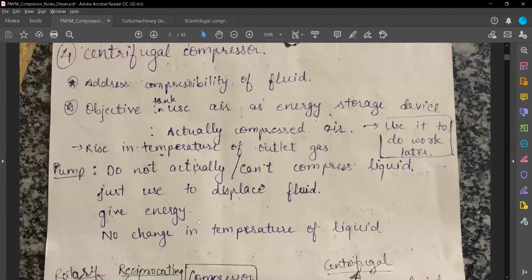So pumps are giving energy, while compressors are also giving energy. But the one major difference is that pumps do not change the temperature of the liquid, because they are just displacing the fluids, or they are just imparting kinetic energy to the fluid. They are giving the velocity. They are not increasing the pressure. Hence, there is no change in the temperature at the outlet of the liquid. While in compressors, we'll see that there is a rise in temperature of the outlet gas or steam.